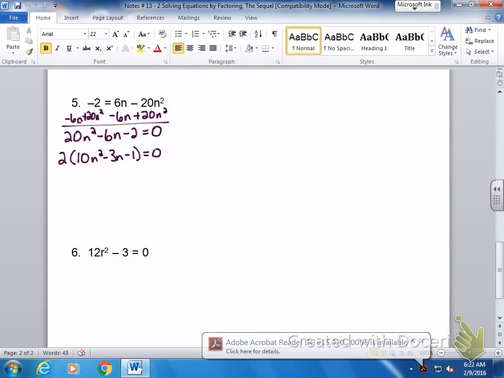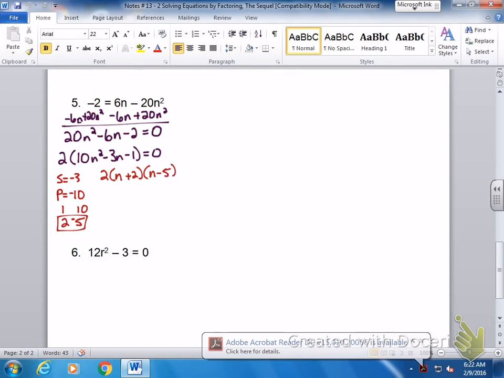So now I need to go ahead and use the swing method on the trinomial that's inside our parentheses. So the sum would be -3, and the product would be 10 times -1, which is -10. So 1 and 10 is our first one, but that's not going to work to get us -3. The next one and the last one is 2 and 5. Now that seems like a possibility. If I make the 5 negative, 2 plus -5 is -3. 2 times -5 is -10. So don't forget your 2 that we factored out earlier. I'm going to have n plus 2, n minus 5.